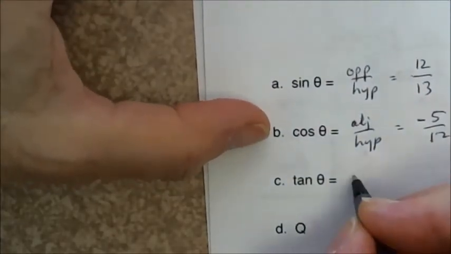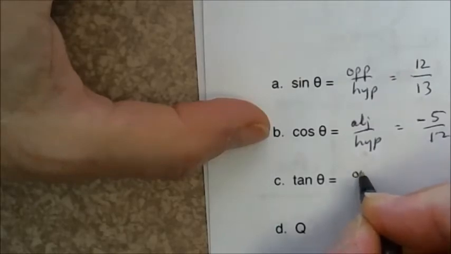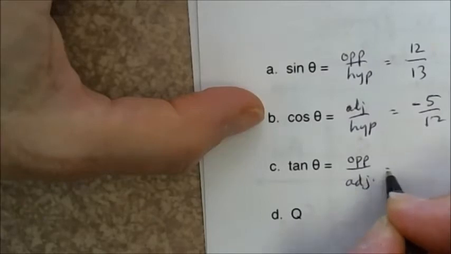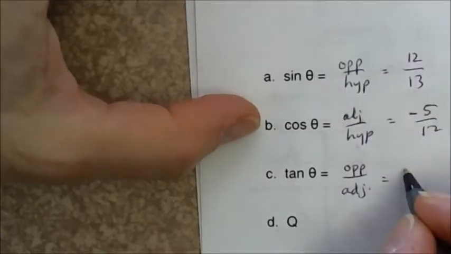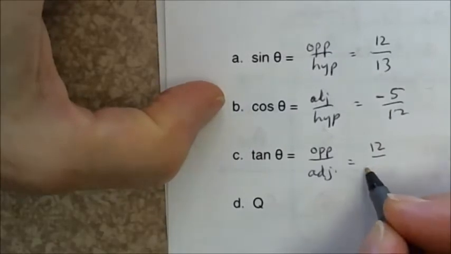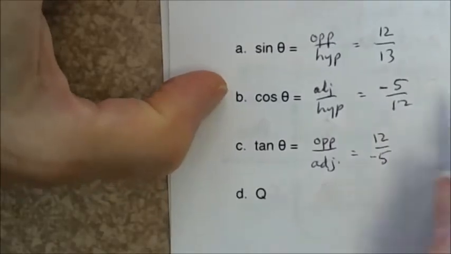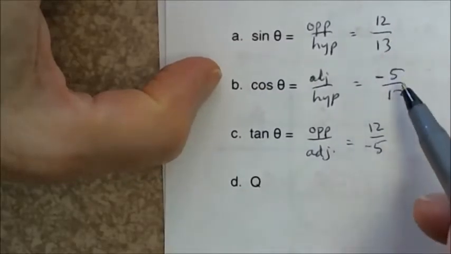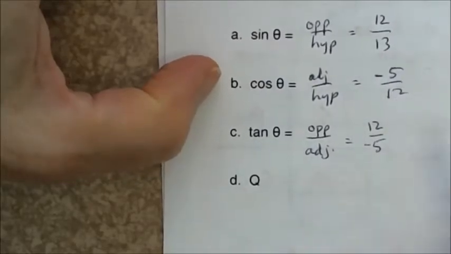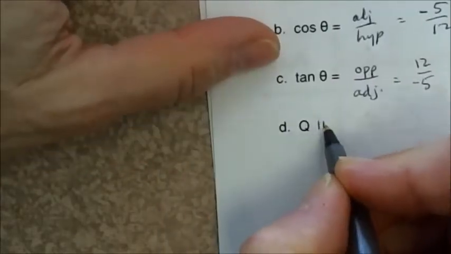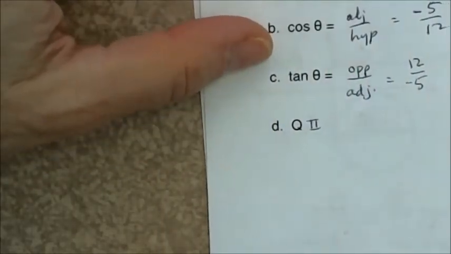The tangent is opposite over adjacent from SOHCAHTOA. The opposite side is 12. The adjacent side is negative 5. So there's your sine, cosine, and tangent. Or you could have done sine over cosine, and you would have gotten the same thing, 12 over negative 5. And what quadrant did this end up in? This ended up in quadrant 2.